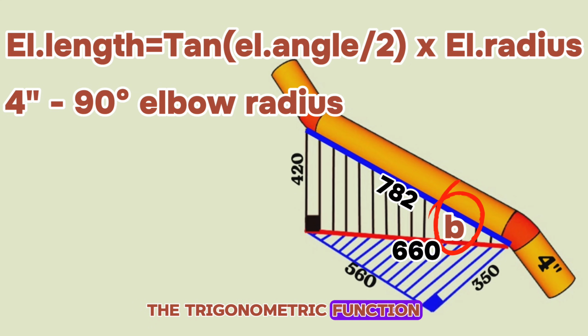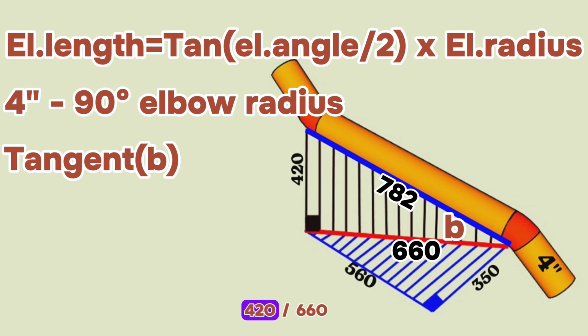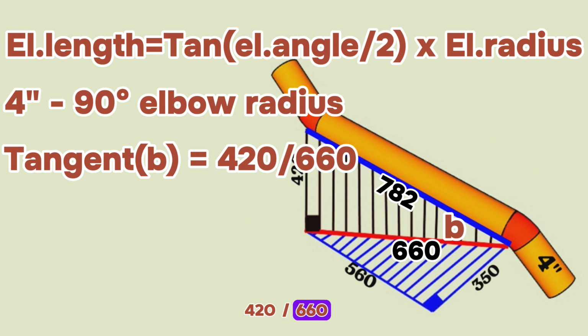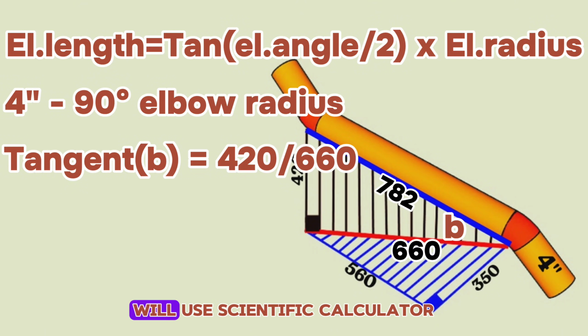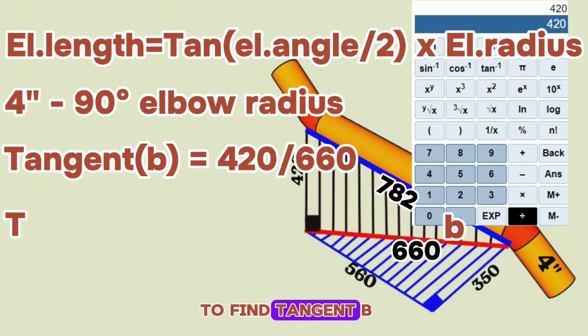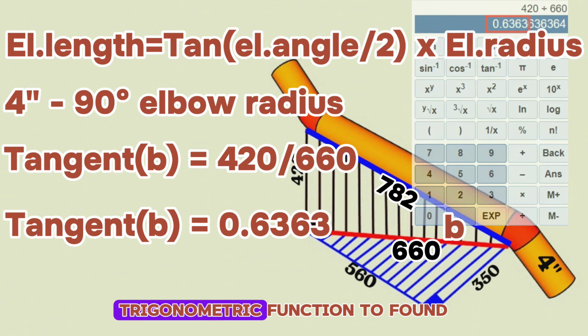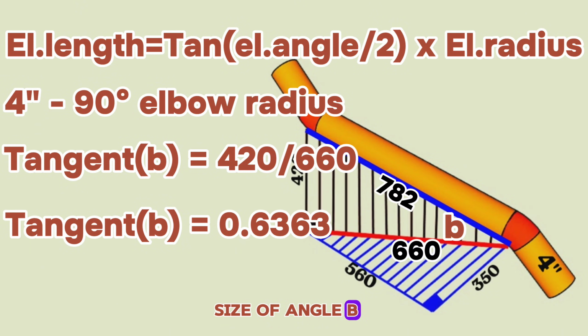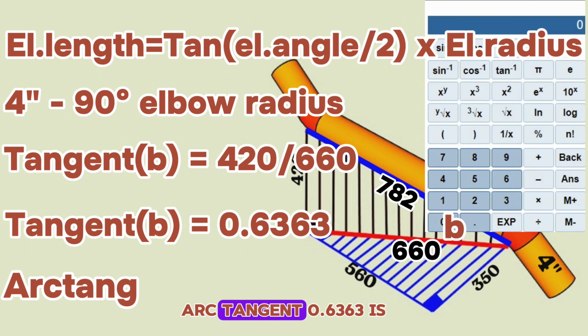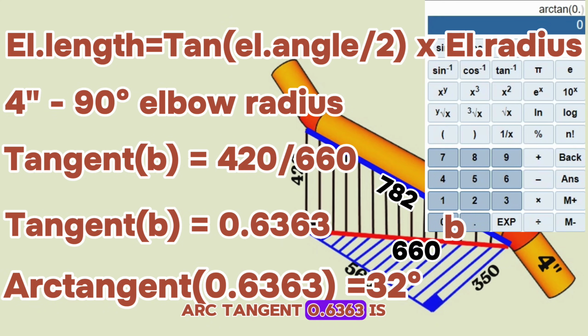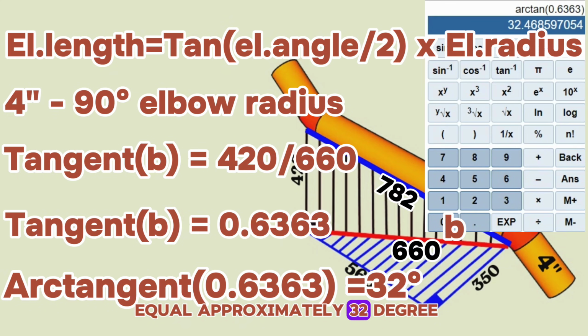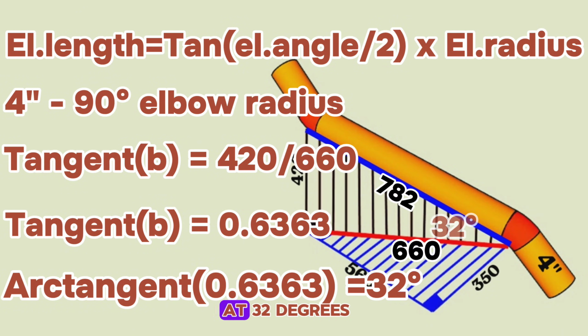The trigonometric function tangent b equals 420 divided by 660. We'll use a scientific calculator to find tangent b equals 0.6363. Now, we'll use the arctangent trigonometric function to find the size of angle b. Arctangent 0.6363 is approximately 32 degrees. We calculated and found that the 4-inch butt weld elbows in this pipeline were cut at 32 degrees.